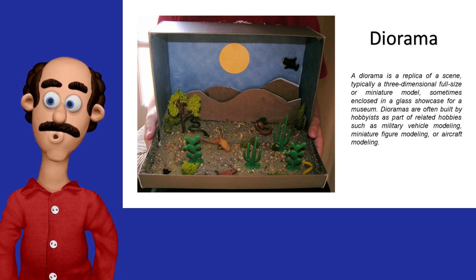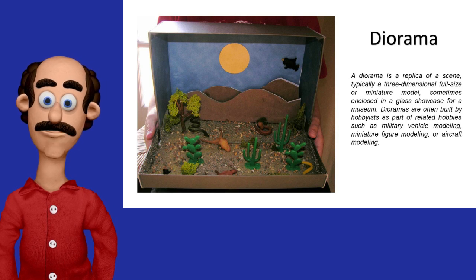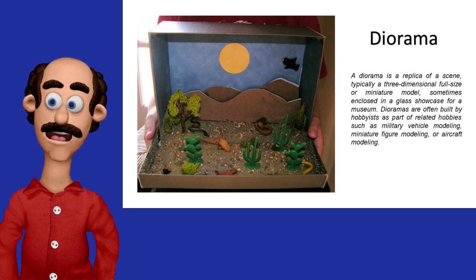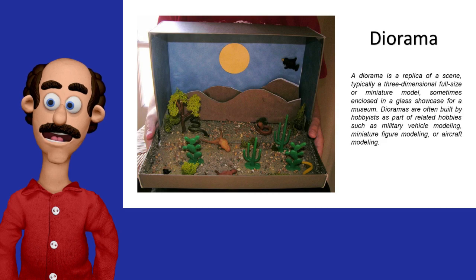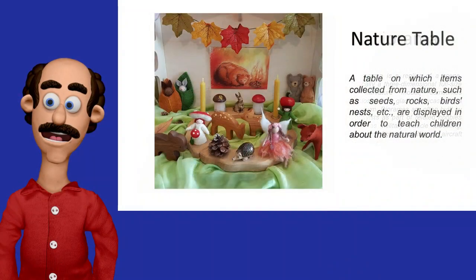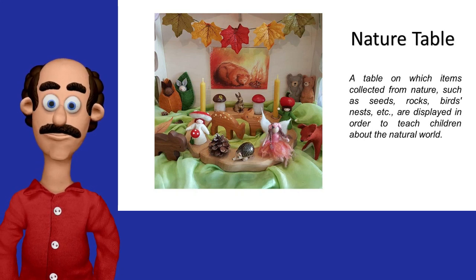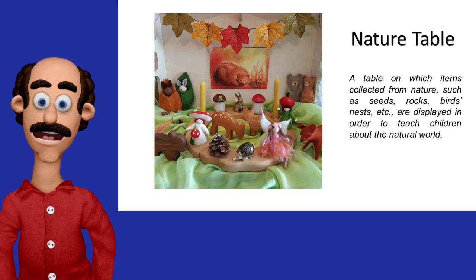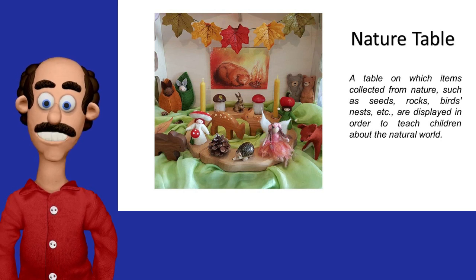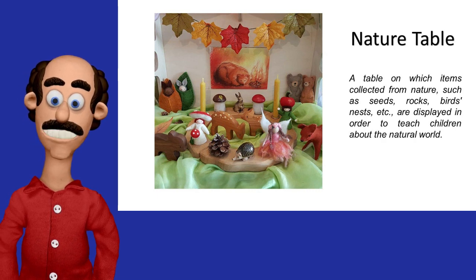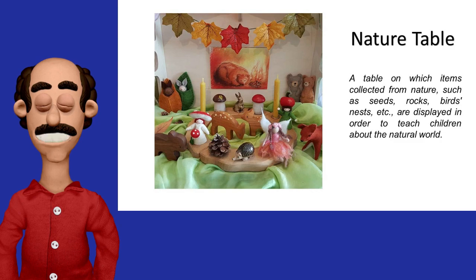In developing a diorama, you will first choose a concept or theme. Second, research the subject. Third, make a rough sketch of your ideal diorama. Fourth, make a list of the items you'll need and gather your supplies. And fifth, select a container or a box. The second one is the nature table. This is a table that contains objects or scenes related to the current season or upcoming festival or a symbol of an ecosystem.